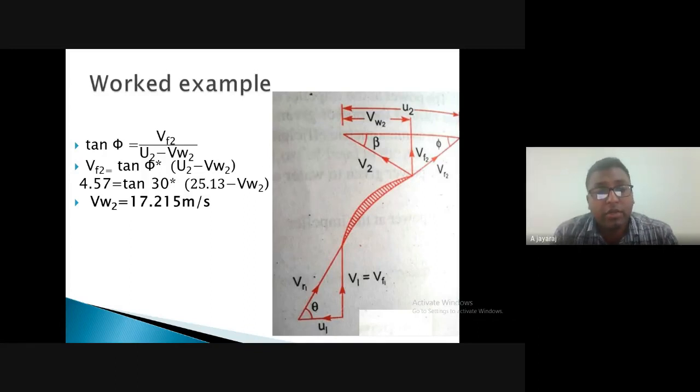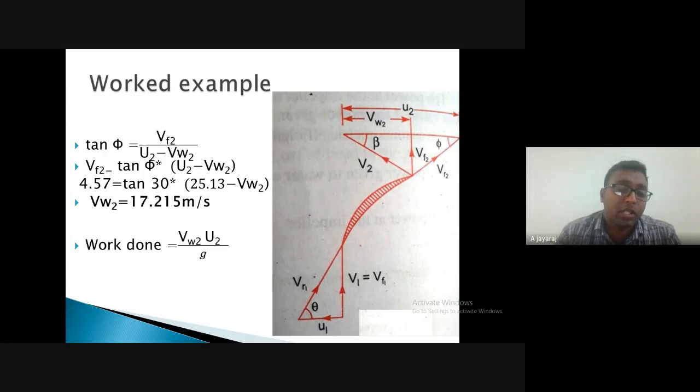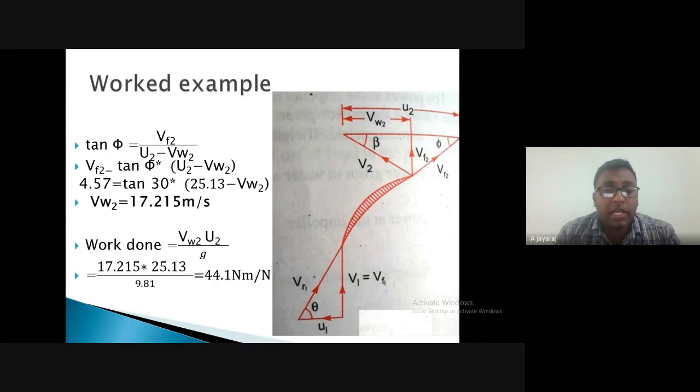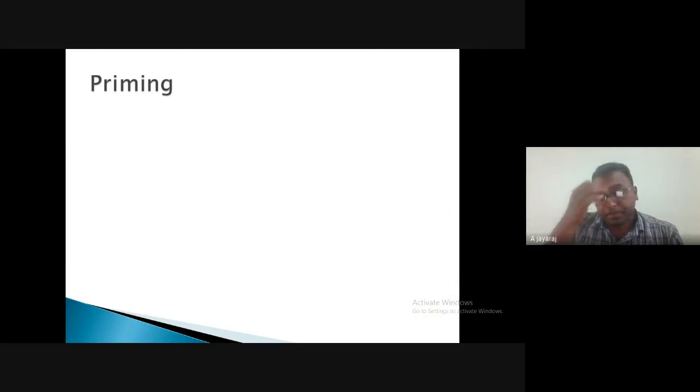Now I know the value of Vw2 and U2, so I can straight away move to the final equation to find the work done by the impeller on the water per unit weight of water. That is given by the equation Vw2 into U2 divided by g. Applying all the values, I am obtaining the answer as 44.1 Newton meter per Newton. That is per Newton, because we are finding the work done per unit weight of the water. So this is the answer.